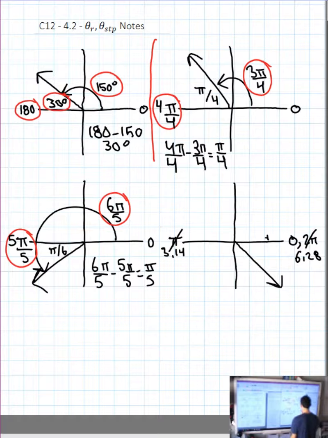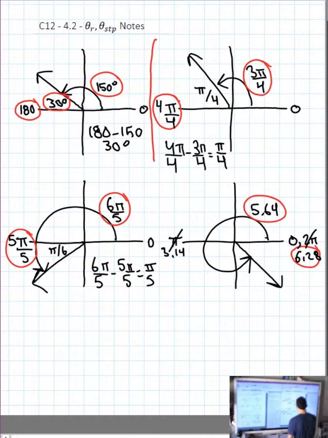I'm going to put an arrow from my principal axis all the way around to the terminal arm, and I'm going to call that angle 5.64. And then if I want to get theta, I must do a subtraction. And I must take this, and I must subtract that, just like we did in degrees last year. So 6.28 minus 5.64 is equal to 0.64, and that is our reference angle.